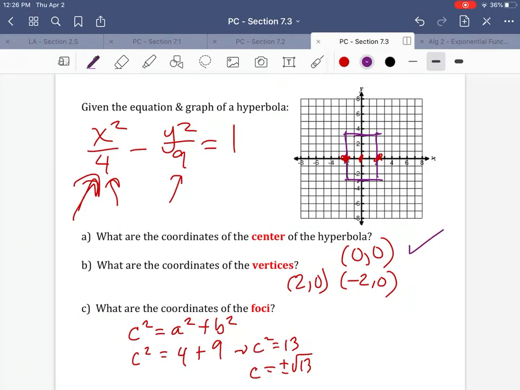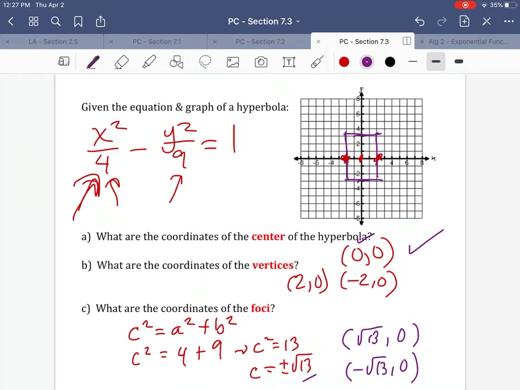So I'm going to add this amount, the square root of 13, to the x value, and I'm going to subtract it from the x value. So the foci, one of them is at radical 13, comma 0, because I have basically 0 plus radical 13. Then I have 0 minus radical 13, so negative radical 13 and 0.